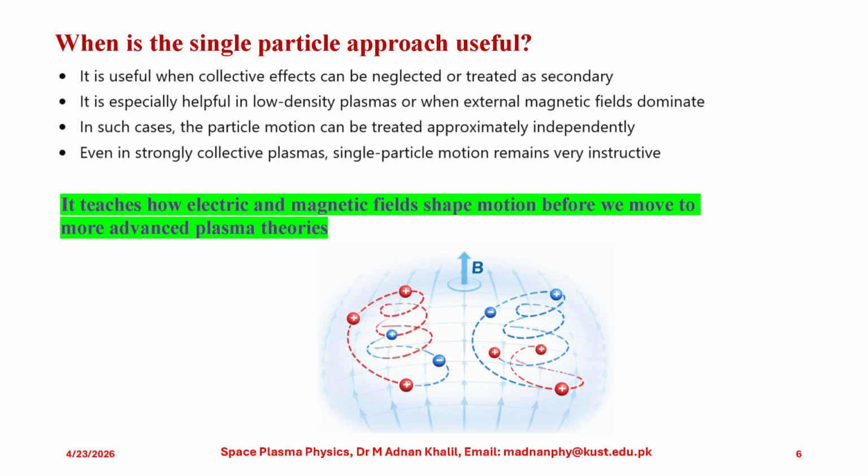The figure on the slide visually supports this idea. The upward blue arrow marked B represents the magnetic field direction. The red and blue trajectories show charged particles spiraling around the magnetic field lines rather than moving straight across them. This makes an important point immediately clear. Magnetic fields organize motion geometrically. Even in plasmas where collective behavior is important, this single particle picture remains extremely instructive because it shows how fields shape motion before more advanced plasma descriptions are introduced.